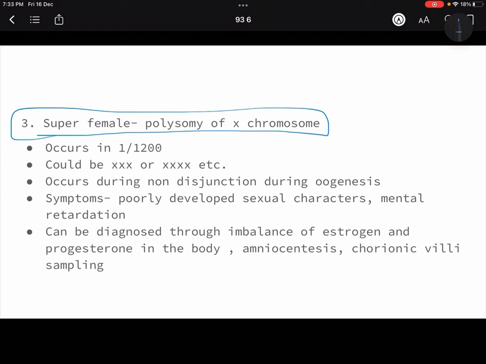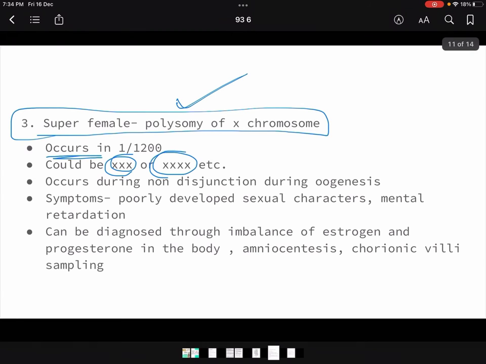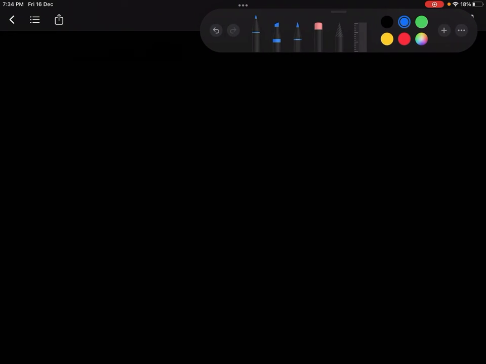super females हो गई, they have the karyotype of XXX or XXXX, like that it happens, ठीक है? So this happens mostly in 1 in 1200, and it is also known as polysomy of the X chromosome. That means more than 2 X in the female. That is why they are called super females. Now what is the normal karyotype? Normal karyotype of humans should have been 44A, and females we are talking about, so it should have been 44A and XX. So that makes it 46.